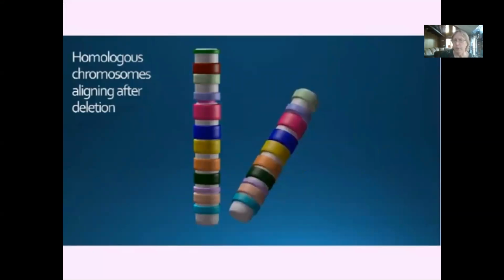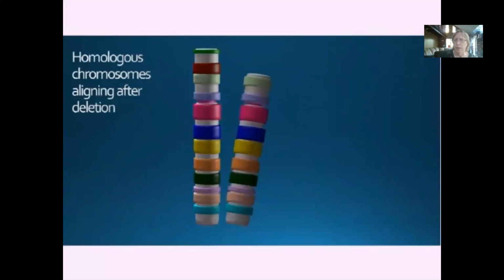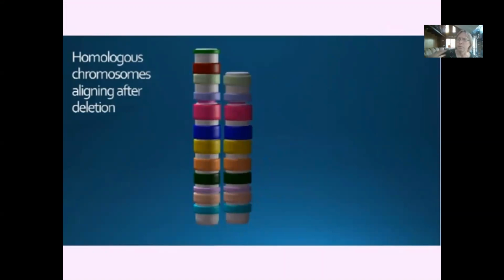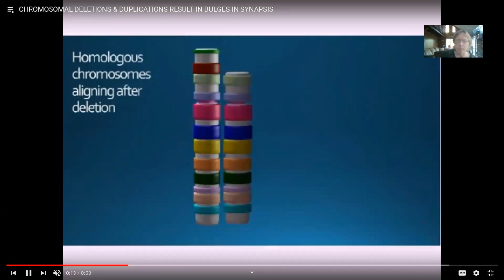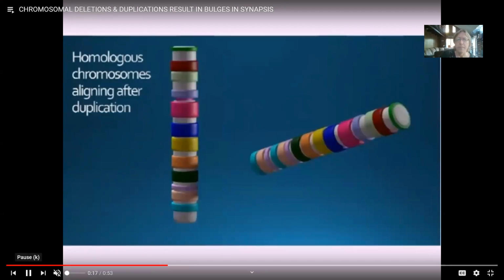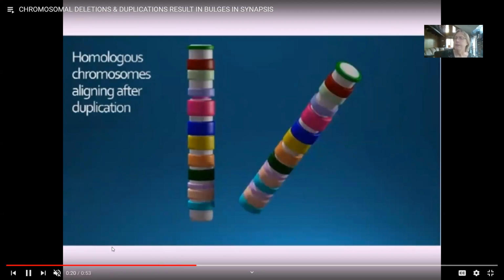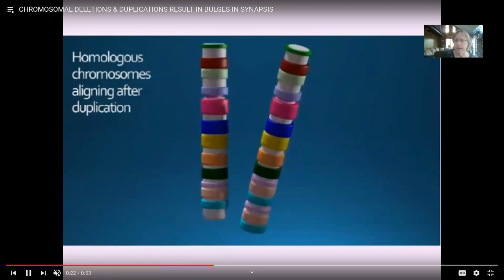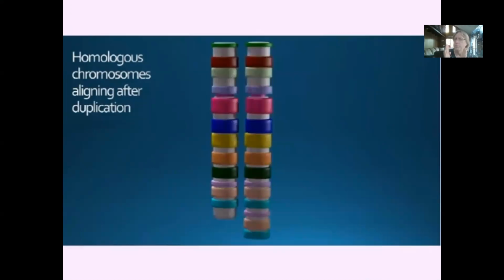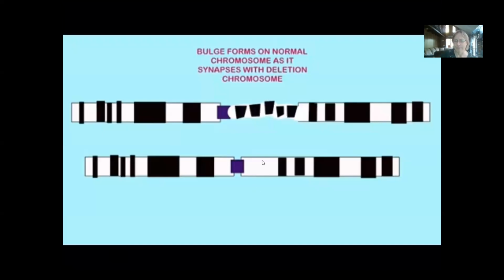Let's say that there's a fertility clinic and a couple goes and they say we've had multiple miscarriages and we're having trouble conceiving. What might be the problem? Well, they might order a study of chromosomes, because if there are deletions or duplications, now when the chromosomes line up in meiosis, because one homologue has more DNA than the other, you would see bulges because one area would, say, have to fold.